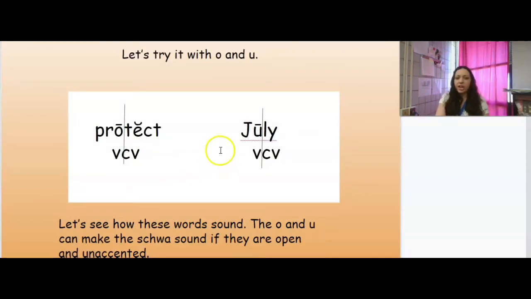Okay, let's try it with O or U. Over here, if I broke it up vowel, consonant, vowel pattern, it would be protect, protect. Is that how we usually say that? No. And then we'd have July. Is that how we say that? No, we say protect, and July is usually how we pronounce it. So the O and the U can make the schwa sound if they are open and unaccented, okay? So we say protect and July.